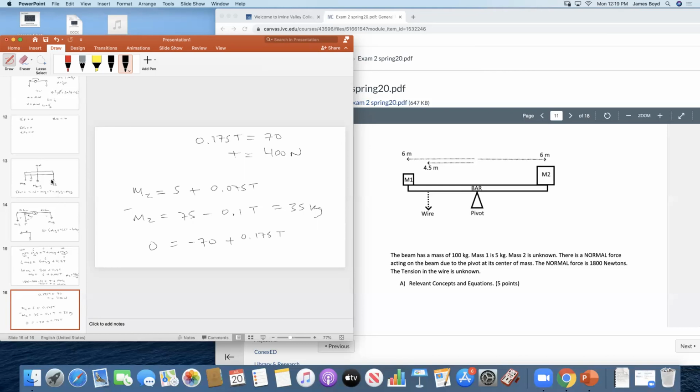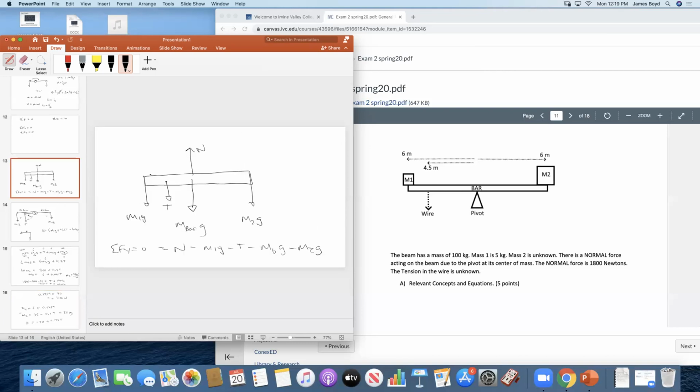Sometimes you can do that by using the axis. Now, check this out. We didn't know M2. If we had put the axis right here, our torque equation would have given us M1G at 1.5, and then at 4.5 we would have had the normal force, and at 4.5 we would have had M bar G. And then at 10.5, we would have had M2G. And you could have solved this.